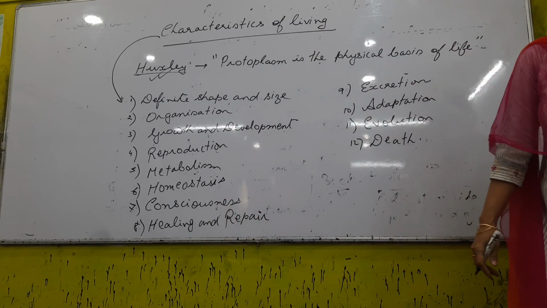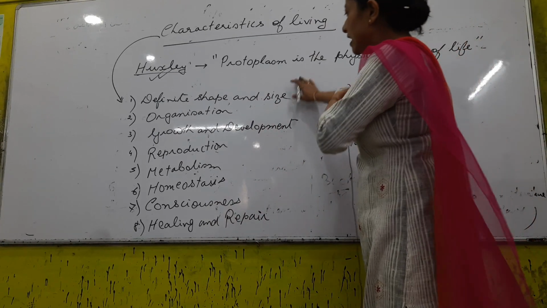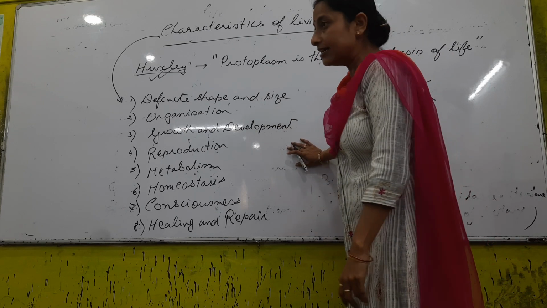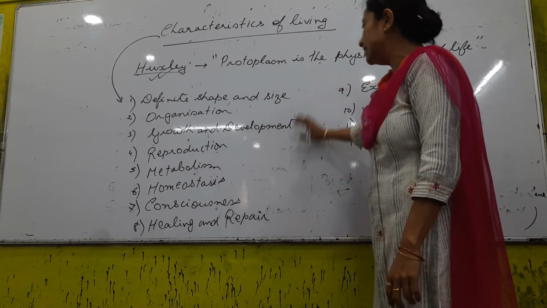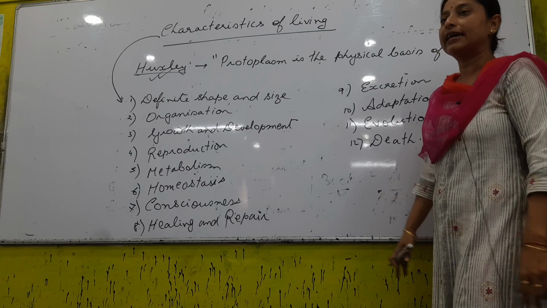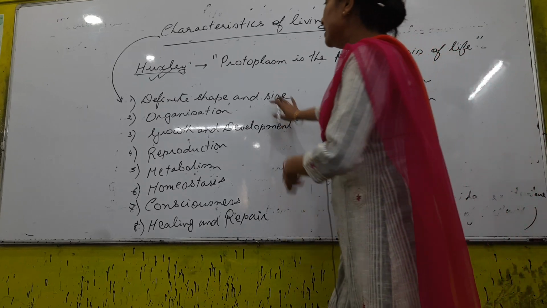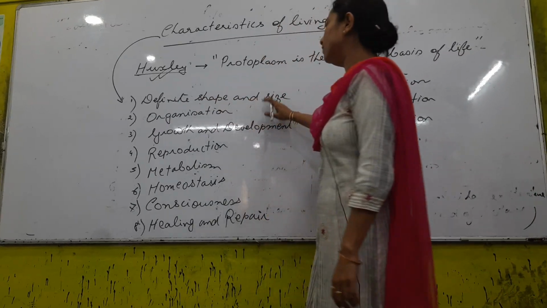So whenever we talk about living organisms, we see certain types of characteristics. What are the types of characteristics that we see? Where do we see these characteristics? We see them in living organisms, right? Definite shape and size, we'll come to this.